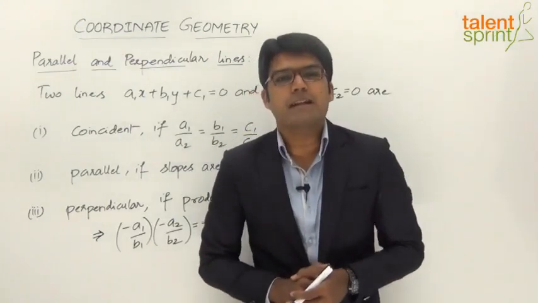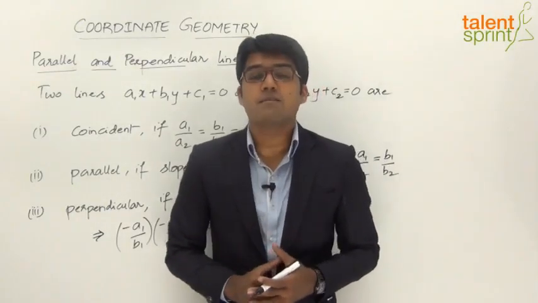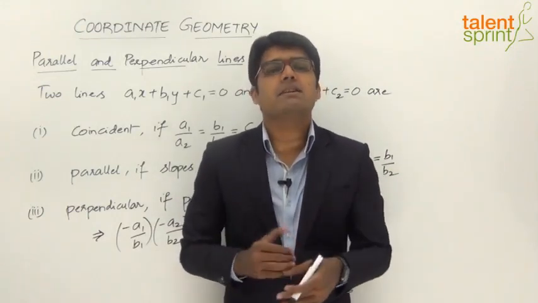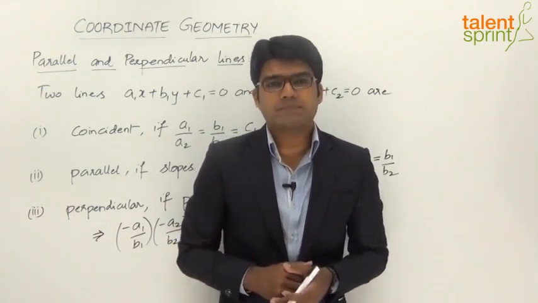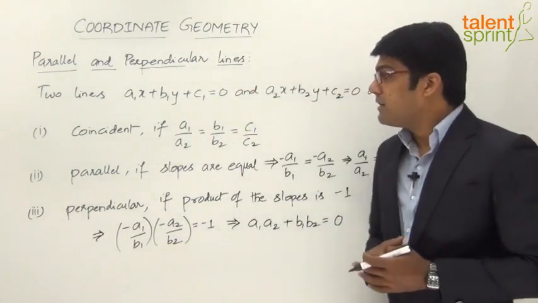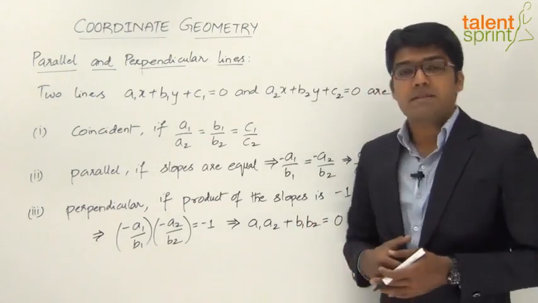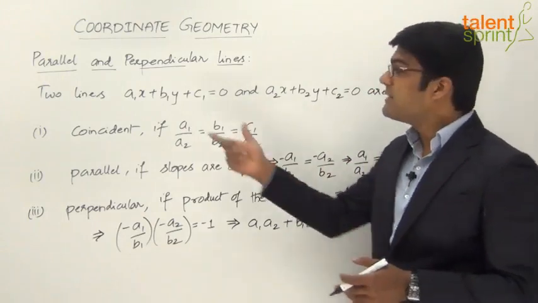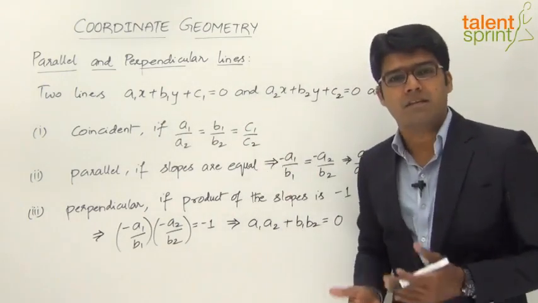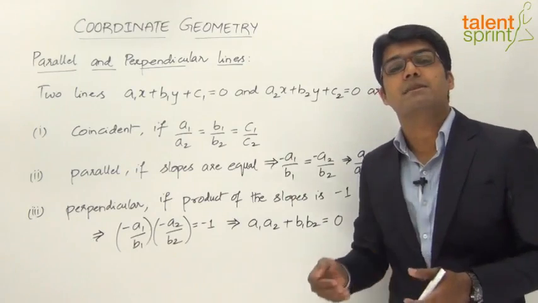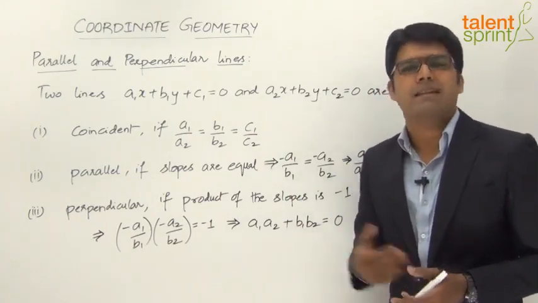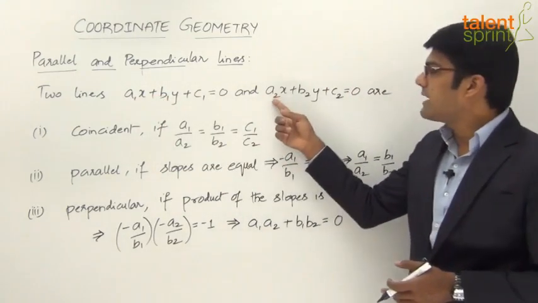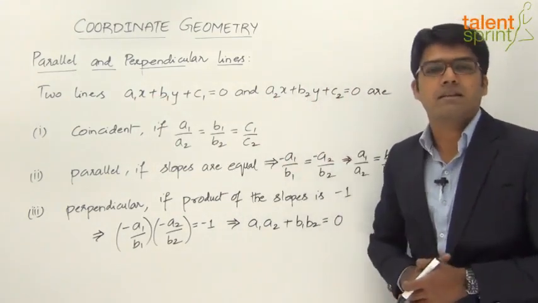Now that we have learned how to write the equation of a straight line in different forms, let us look at a few conditions. These conditions will help us decide if the given lines are parallel or perpendicular. So let's look at the statement here. Two lines a1x plus b1y plus c1 equal to 0 and a2x plus b2y plus c2 equal to 0. As we see, we have taken the equations in the general form. The general form, as we all know, is ax plus by plus c equal to 0, where a, b and c are the constants. Here in the first line, a1, b1 and c1 are the constants, and in the second one it is a2, b2 and c2 that are the constants.